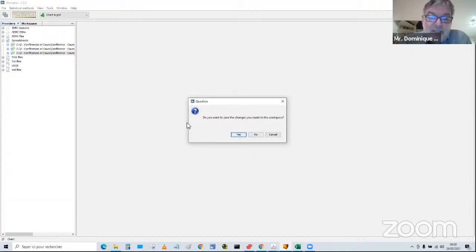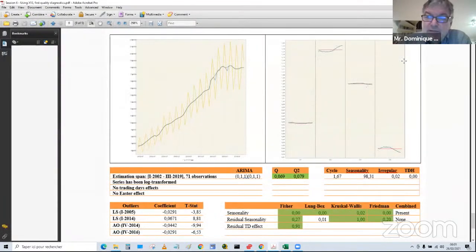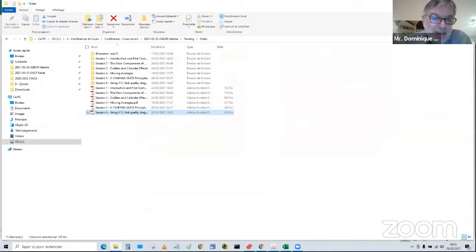You can see that each time I want to close, the software is asking me, do you want to save the changes you made to the workspace? Up to now, we never saved anything because it's just a training. But usually you will have to save things. I will explain that next week, not really now. So no, I don't want to change anything. So this was my own quality report. Let me now go back to GD+.